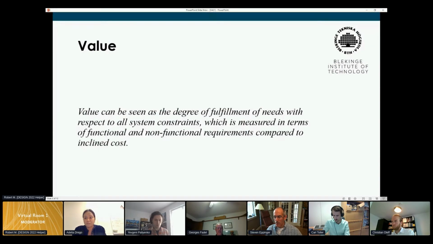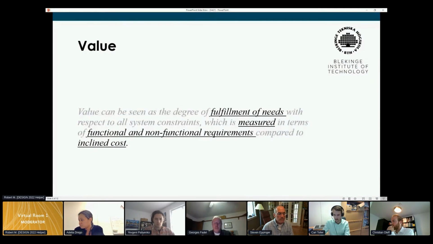But before we go deeper into this case study, we'd like to share a definition of value that's been used in this paper. And that is that value can be seen as the degree of fulfillment of needs with respect to all system constraints, which is then measured in terms of functional and non-functional requirements compared to incurred cost.